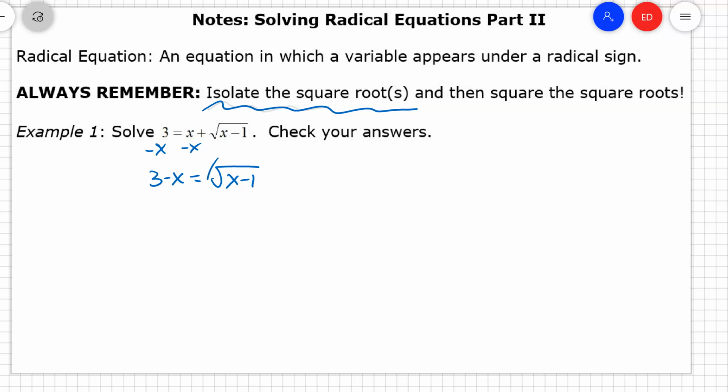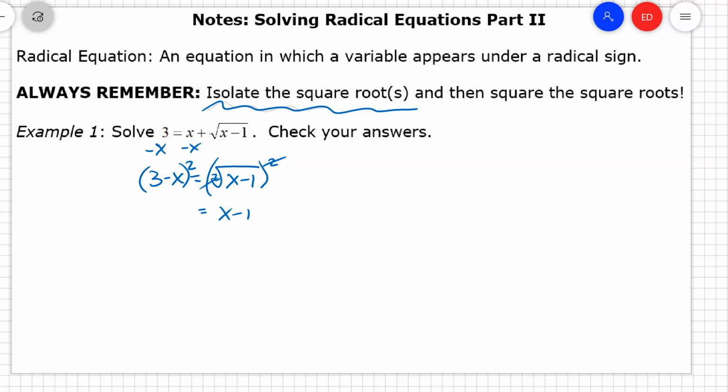Notice we have the square root. In order to get rid of it, we need to simplify it out by squaring it, because the square of a square root simplifies completely out. You're left with just x minus 1 on that side of the equation. Whatever you do to one side, you must do to the other.